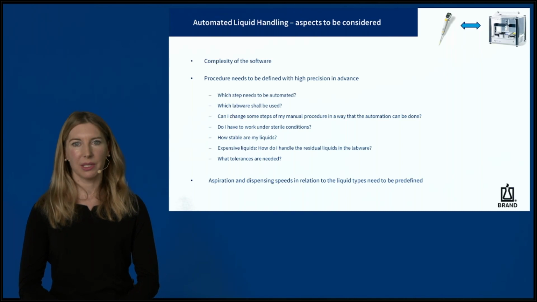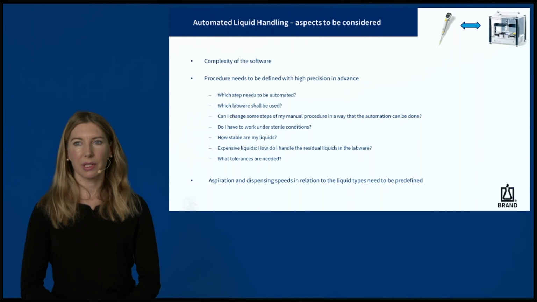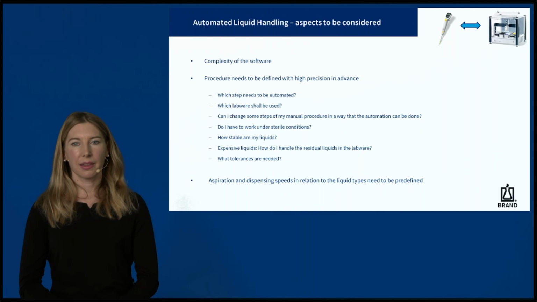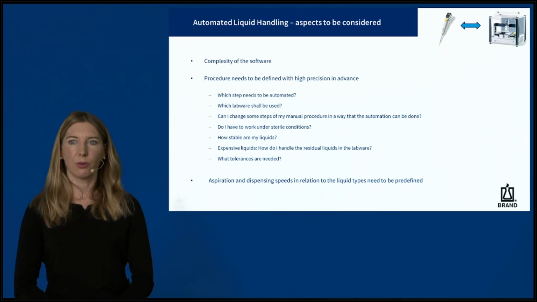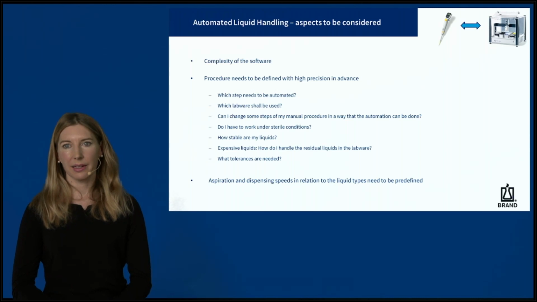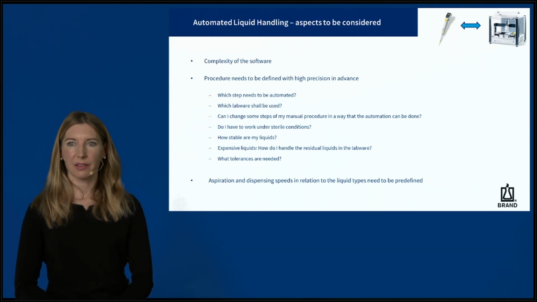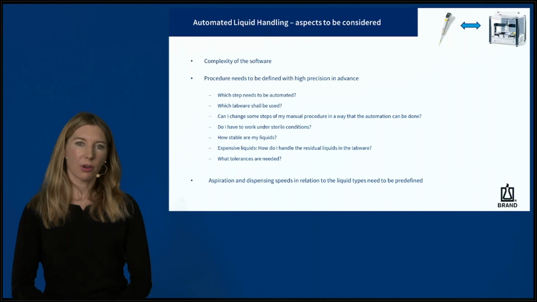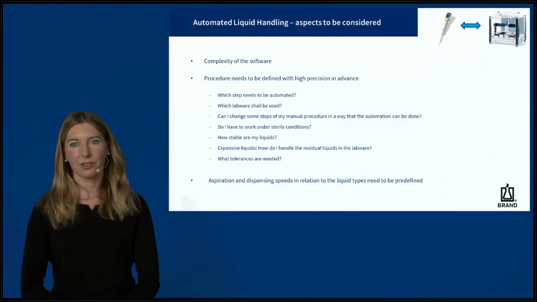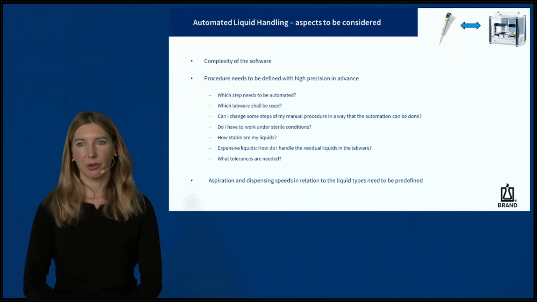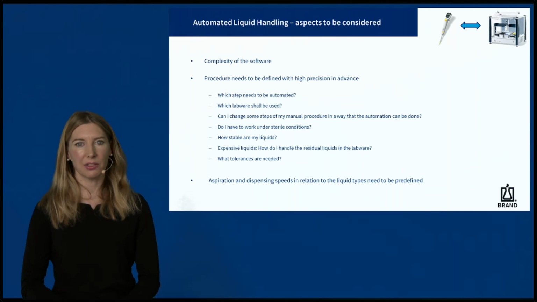The procedure needs to be defined with high precision in advance. Make clear which steps should be automated, which labware is necessary, are there any possibilities to change some steps of my manual procedure in a way that the automation can be done? Do I have to work under sterile conditions? How stable are my liquids? How do I handle the residual liquids, especially expensive liquids in the labware? What tolerances are needed, and so on. And of course, you have to predefine aspiration and dispensing speeds in relation to the liquid type.